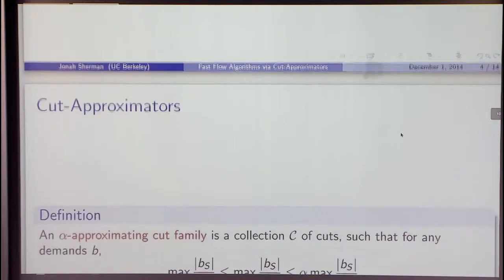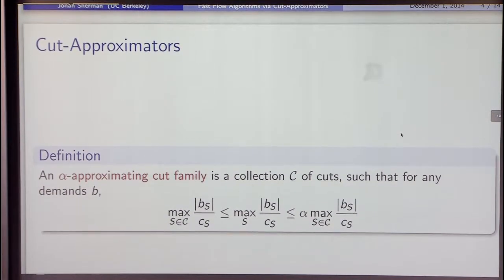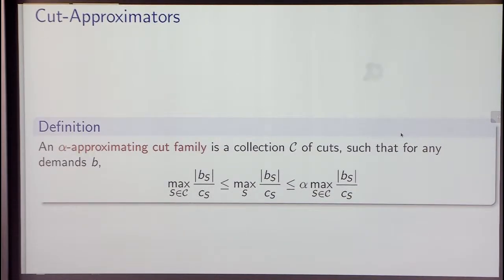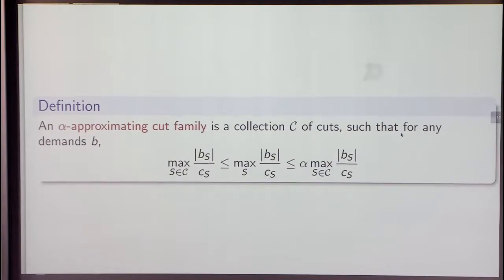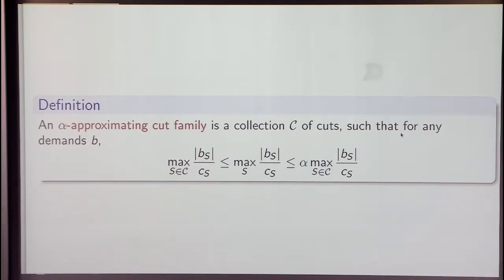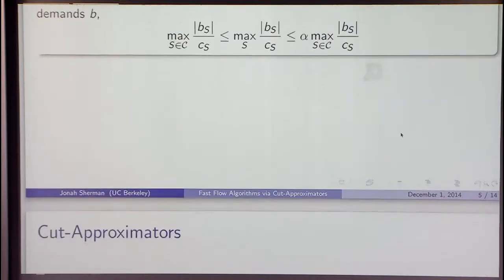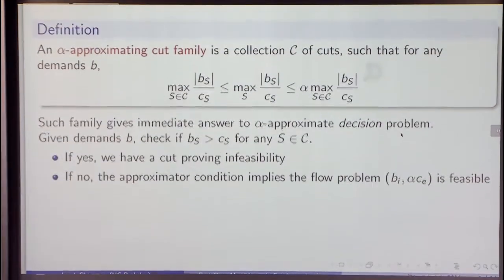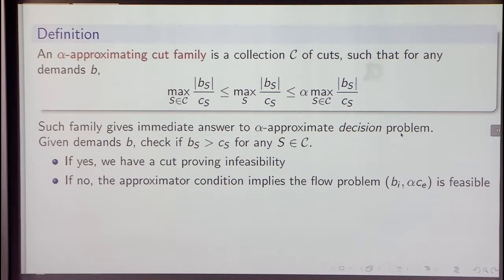Okay, so the most important ingredient in this is this notion of a cut approximator. We have this following definition. So I'm going to say an alpha approximating cut family. It's a collection of cuts such that for any demands B, I have this inequality. And so what does this mean? Basically what it means is if I want to know whether B is feasible in an approximate sense, this family will immediately answer it.